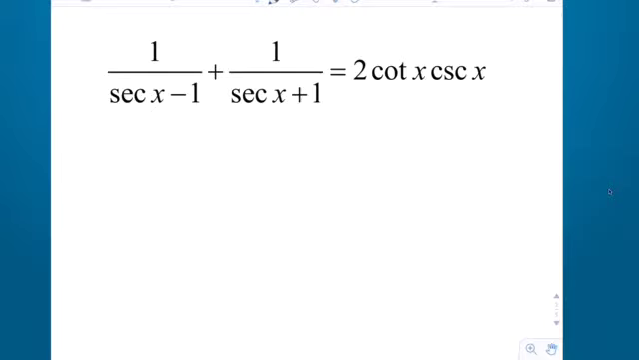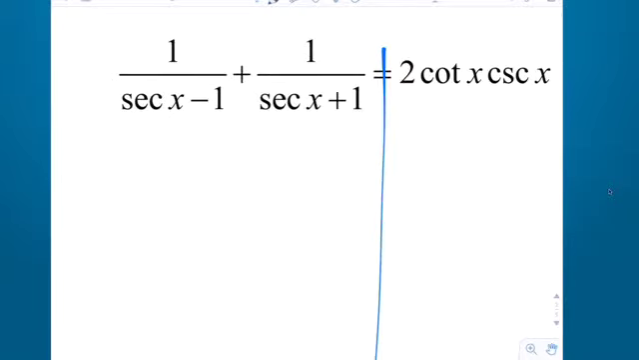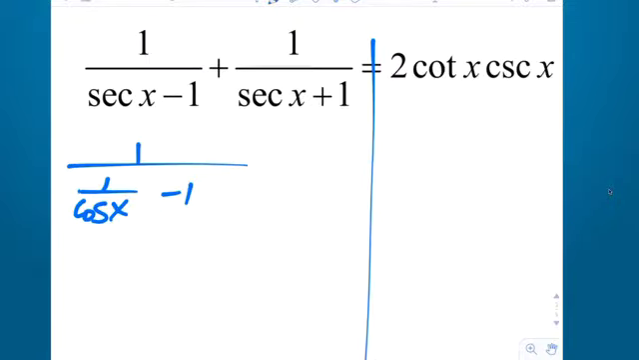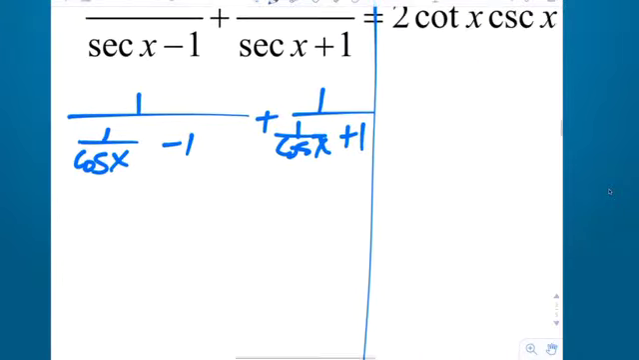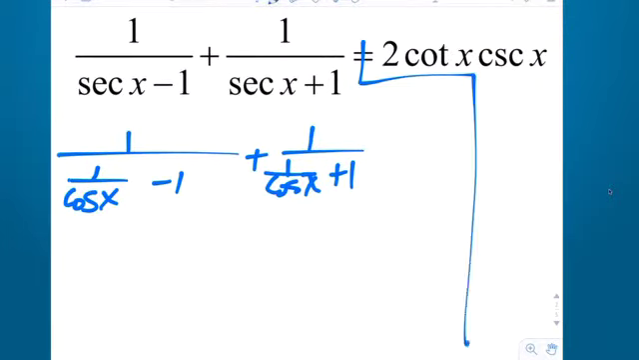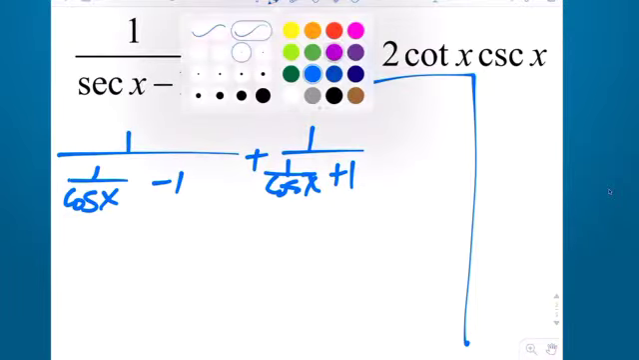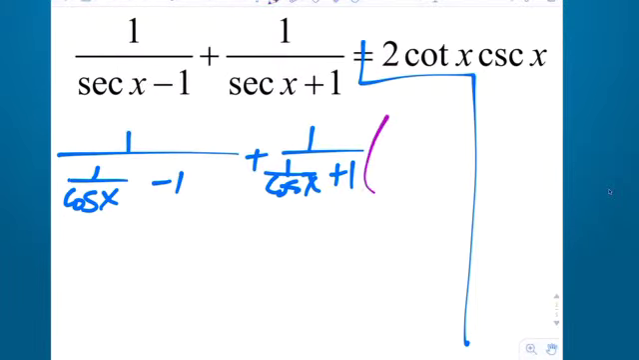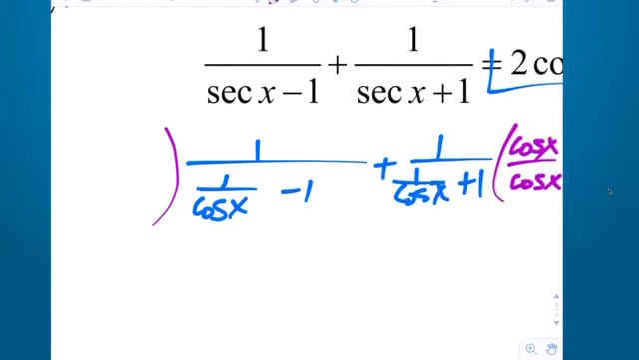Some of y'all might prefer to do this right away. You go right to secant is 1 over cosine, minus 1, plus 1 over cosine of x plus 1. So that could be your first step, in which case you would want to get rid of your complex fractions. So sometimes you might want to also remodel your straight line down the middle. If you do that, you have a complex fraction on each term. You can multiply by cosine over cosine.